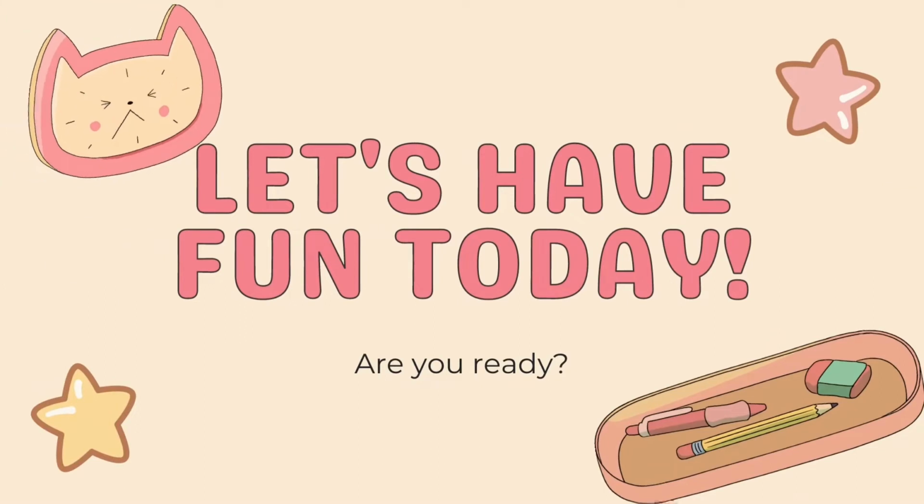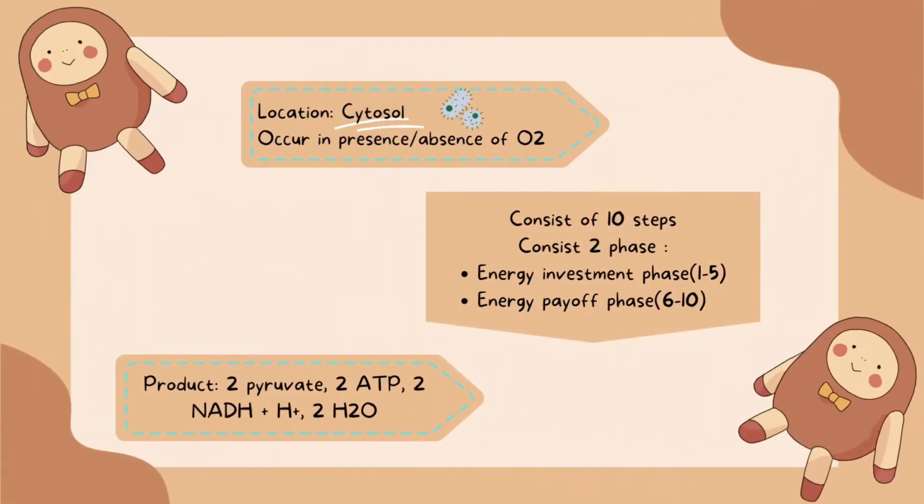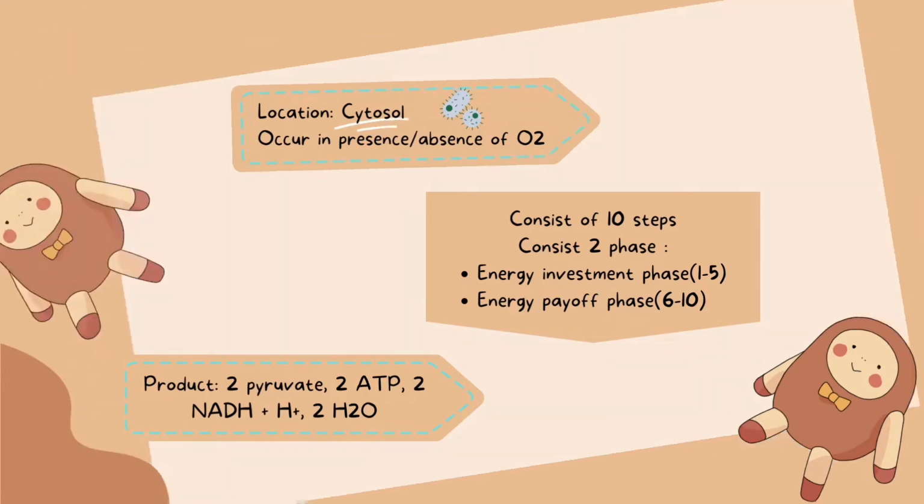Let's have fun today. First, we will go to the glycolysis process. Glycolysis location was at the cytosol and it can happen with or without the oxygen. Glycolysis consists of 10 steps that are divided into two phases. There is energy investment phase in step 1 to 5 and energy payoff phase in step 6 to 10. And the final product of the glycolysis is 2 pyruvate, 2 ATP, 2 NADH plus H plus and 2 H2O.